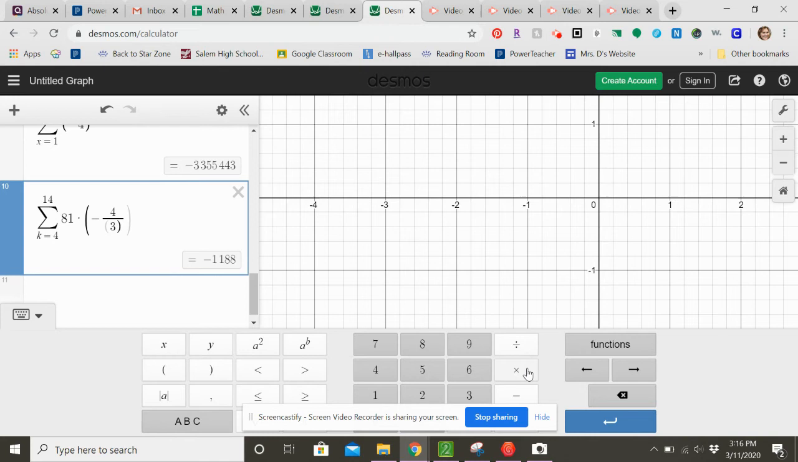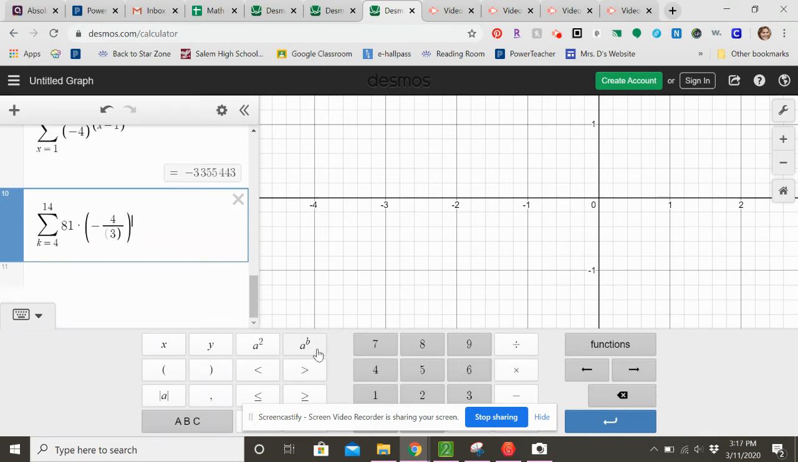Okay, now right here, we have to be careful because we need to make sure that k minus 1 is part of the exponent for the fraction. So I'm going to put parentheses around k minus 1 so that it's the exponent of the fraction. And so we can get our final summation, negative 2030, I guess we'll say 0.6. There's no directions here on how far to round to.